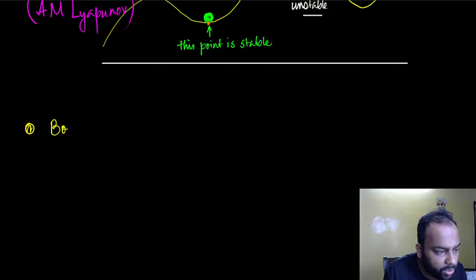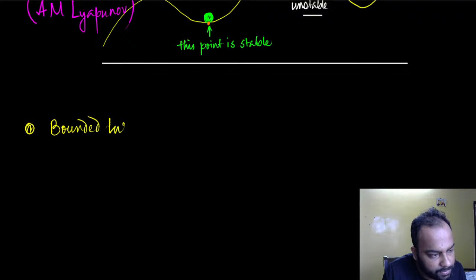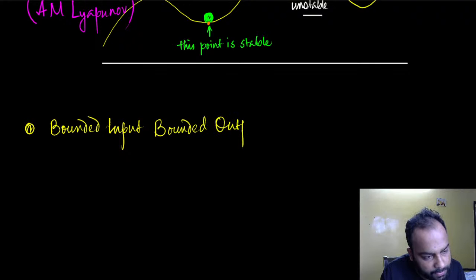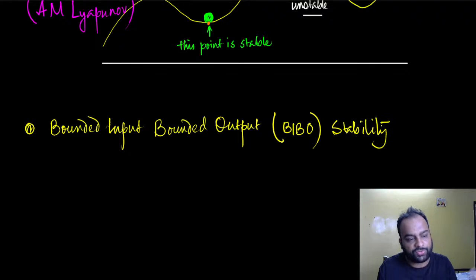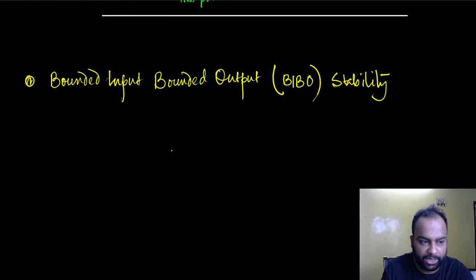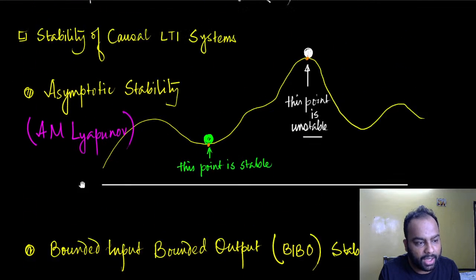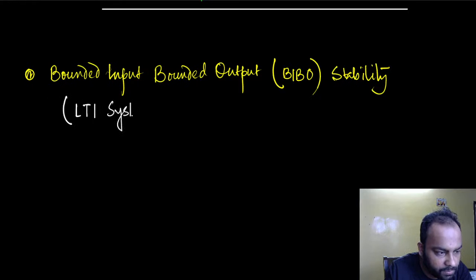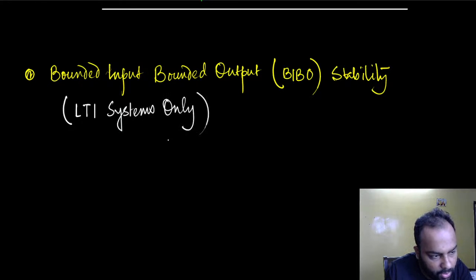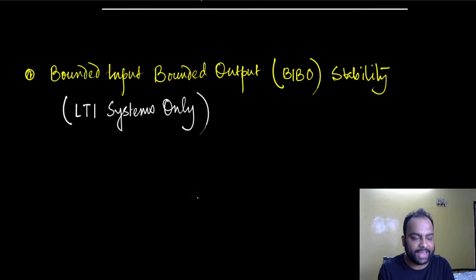So it's called bounded input, bounded output stability. So in short, it's called BIBO stability. Now, of course, from the context of signals and systems, some of you are already familiar with this term, right? BIBO stability, bounded input, bounded output stability. Now, let me define this formally before we can actually even do anything with it. Okay. Now, this concept of BIBO stability, first and foremost, is applicable to LTI systems only, linear and time invariant systems only.